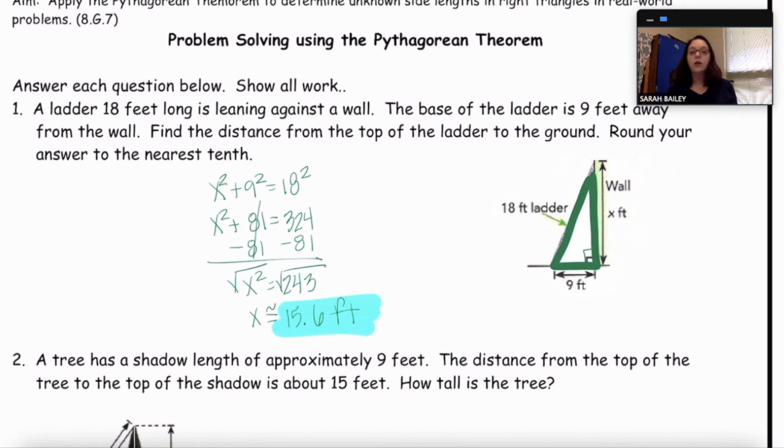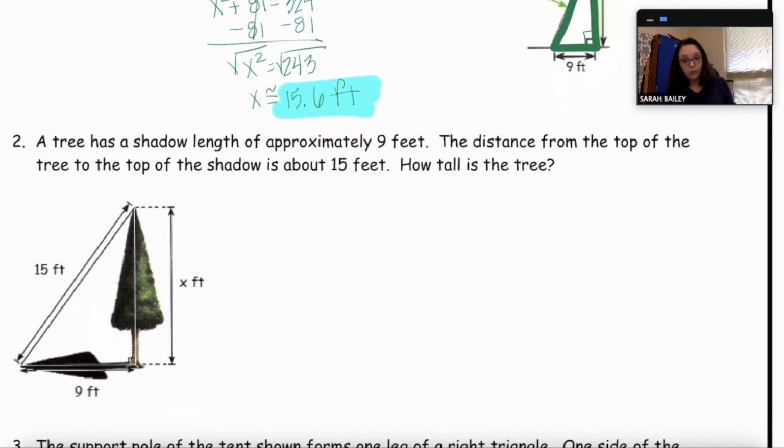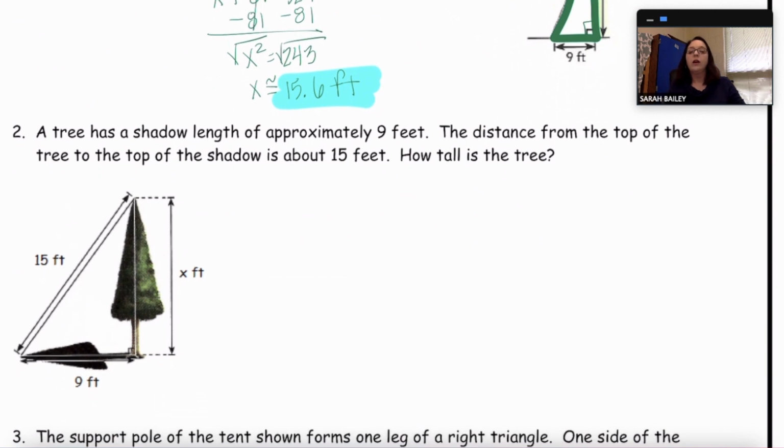Okay. Let's try another one. So we're looking at number 2 now. A tree has a shadow length of approximately 9 feet. The distance from the top of the tree to the top of the shadow is about 15 feet. How tall is the tree?